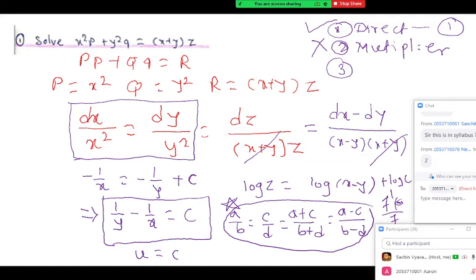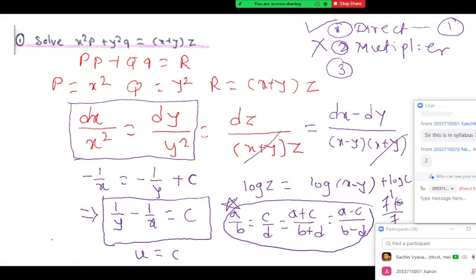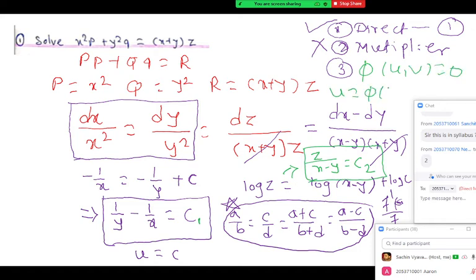I already solved it. I will show you in a different way. So this equation gives us z upon x minus y is equal to c. Suppose you take this as c1, you can take this as c2. Now you got two solutions: one is u equal to constant, v equal to constant. Now the final answer we can write in the form of phi of u comma v equal to 0, or u equal to phi of v.